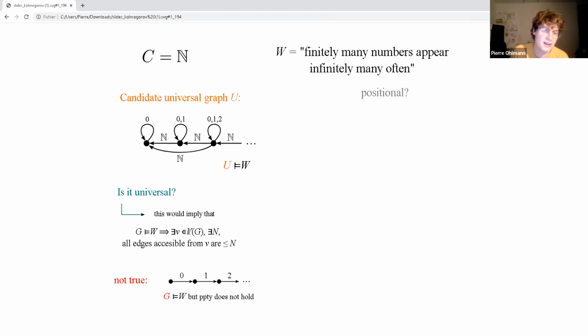And okay, I had some additional blah blah to answer the question, but you answered it. It's not universal because of this graph. This graph here satisfies the objective, but does not embed into my universal graph. So now we have a graph that seems to be a bit hard to embed, because our first candidate does not embed it.